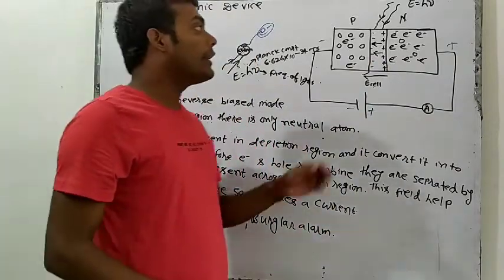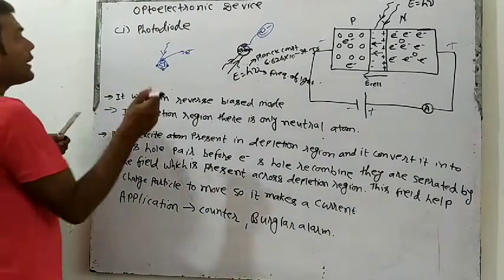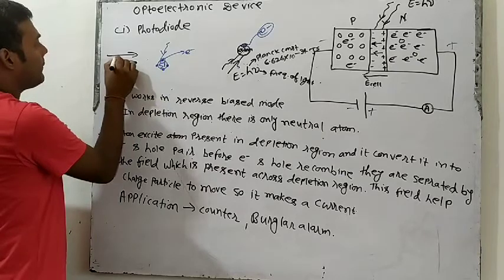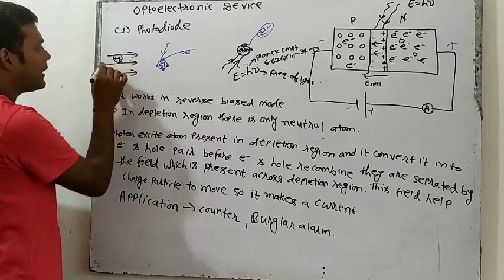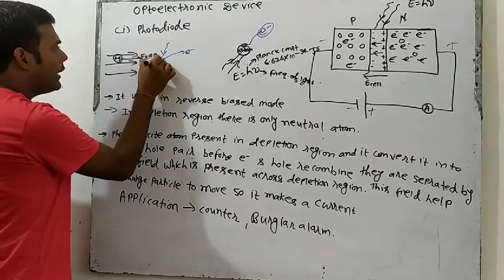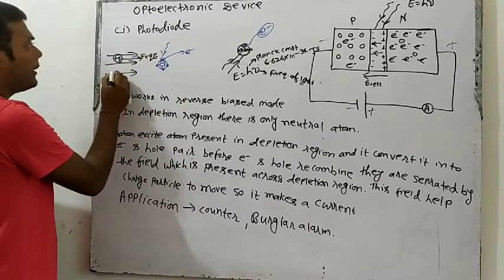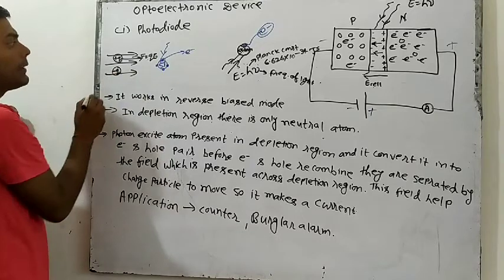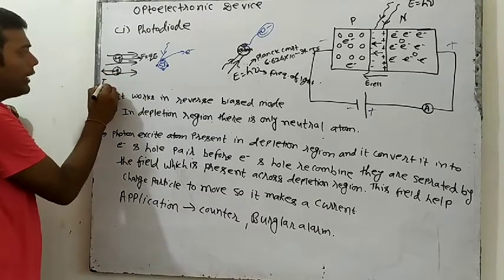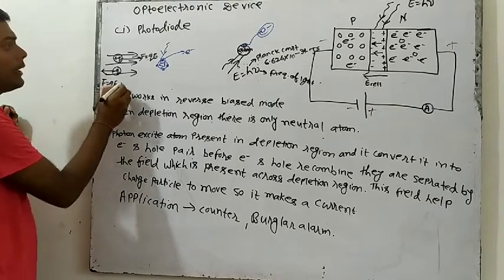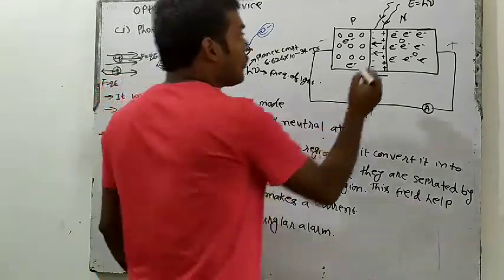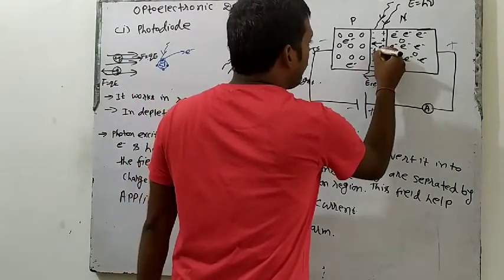What will come in action? We know that if there is any electric field, and if I place any positive charge in the electric field, then this positive charge will experience a force F equal to QE in the same direction of electric field. But if I place any negative charge in the electric field, then this charge will also experience a force F equal to QE, but in the opposite direction of field. So electron is negative charge and hole is positive charge. So here will be electron also, and here will be hole also.